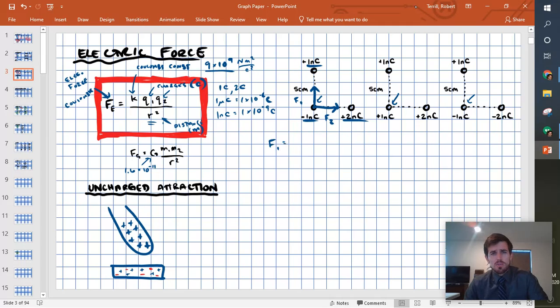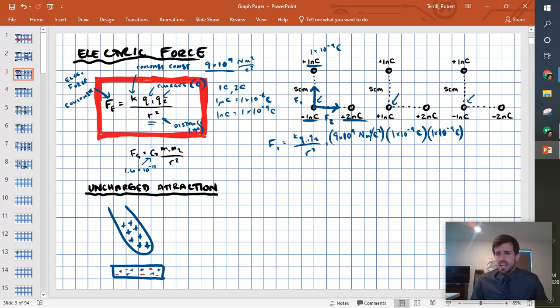F1 is just going to be equal to K, Q1, Q2 over R squared. Well, K is 9 times 10 to the ninth Newton meter squared per Coulomb squared. There's my K value. My Q value is going to be, it doesn't matter which one's which, we'll just go with 1 times 10 to the negative ninth coulombs. Instead of nanocoulombs, I'm turning these into coulombs. And then the other one is also 1 times 10 to the negative ninth coulombs.